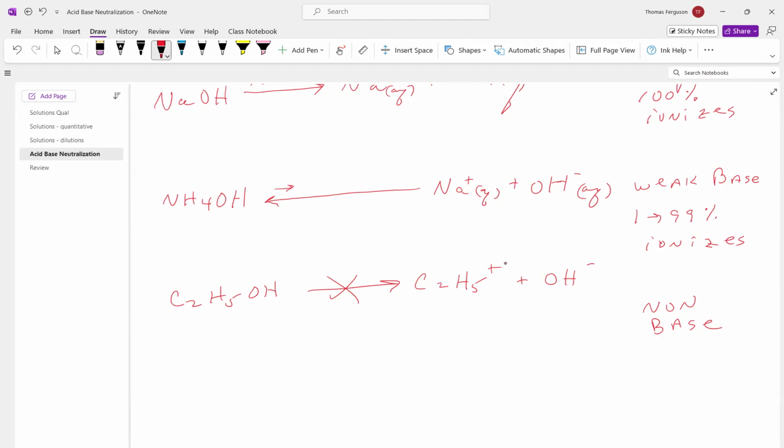Now these are test questions. What's the difference between a weak and a strong base? One ionizes 100%, the other one doesn't. Same with acids. You're going to have strong acids and weak acids. Same thing. Okay, so that's a base.